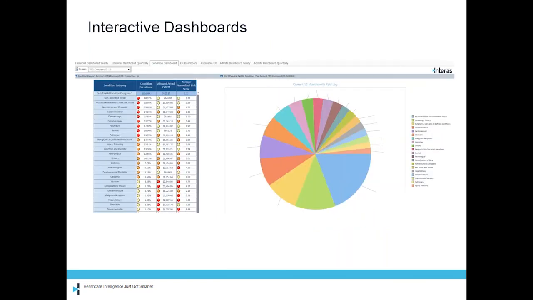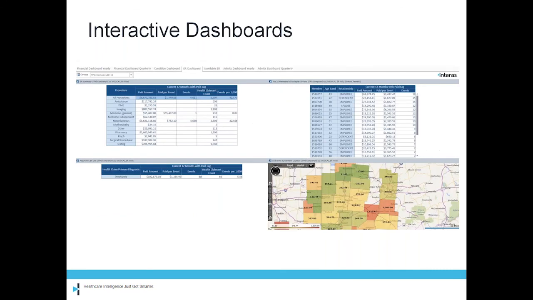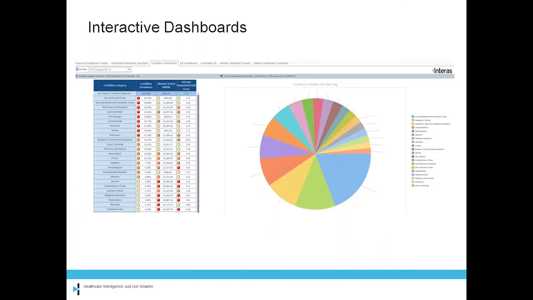But what I want to show you is some of the interactive dashboards we've built. These are interactive dashboards that we've built in Enterprise Intelligence. And these are views, snapshots, that we are using with clients that give a view of the population, not just of what's happened and what's going on, but of the different components that exist in the population. Yeah, this is our ER dashboard.